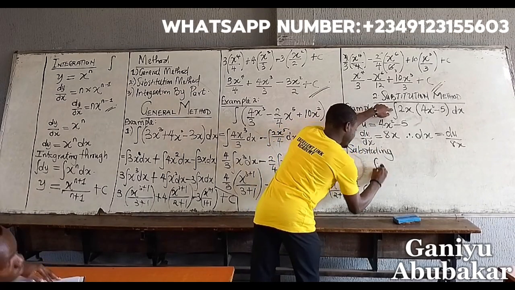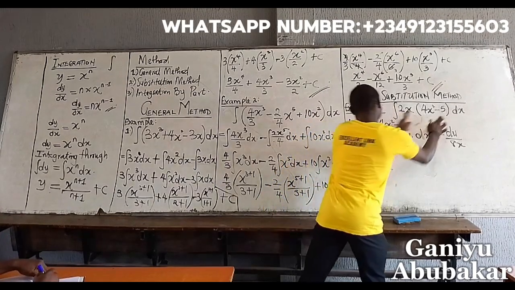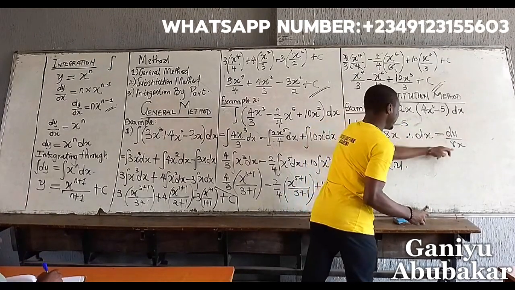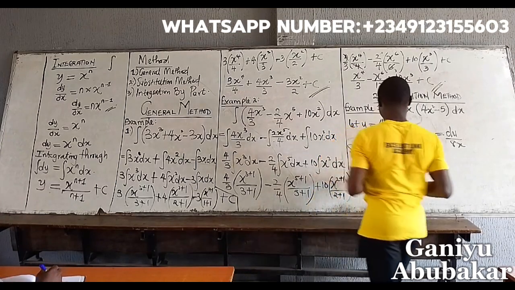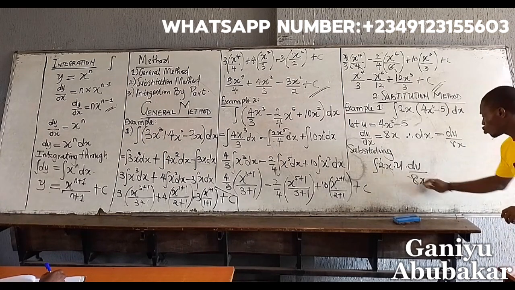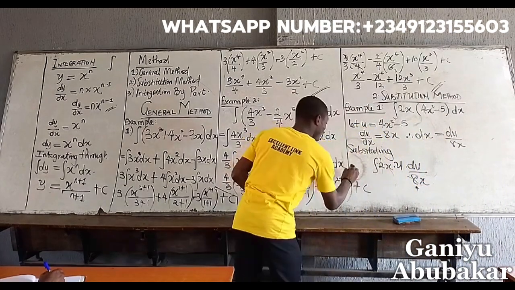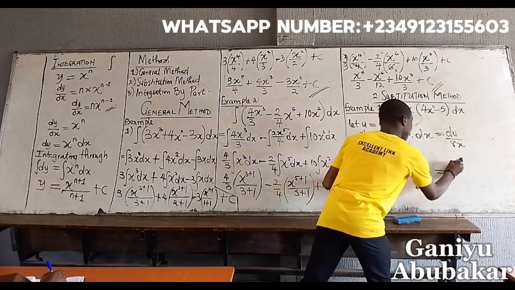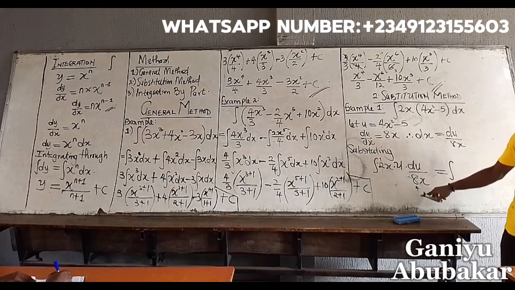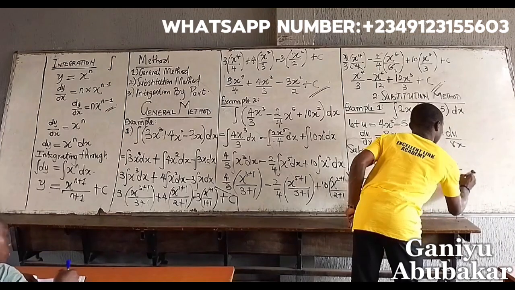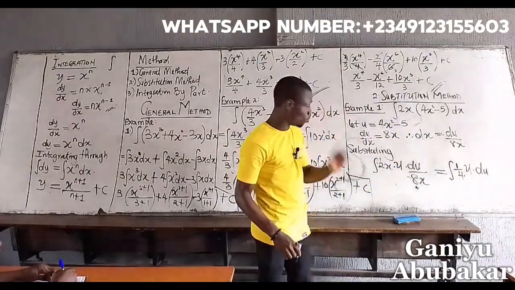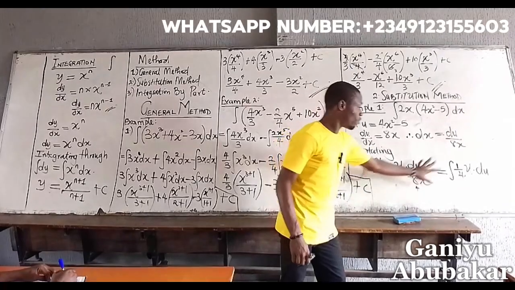So I'll have the integral of 2x, and this one now is u, so I'll have u. My dx is du over 8x. I'll have du all over 8x. At this point, what next? Cancel out x. True or false? True. 2 over 1, 2 over 4. I have 4 left. From here, I will have the integral of 1 over 4 u du. It is quite simple. 2 over 4 is 1 over 4.